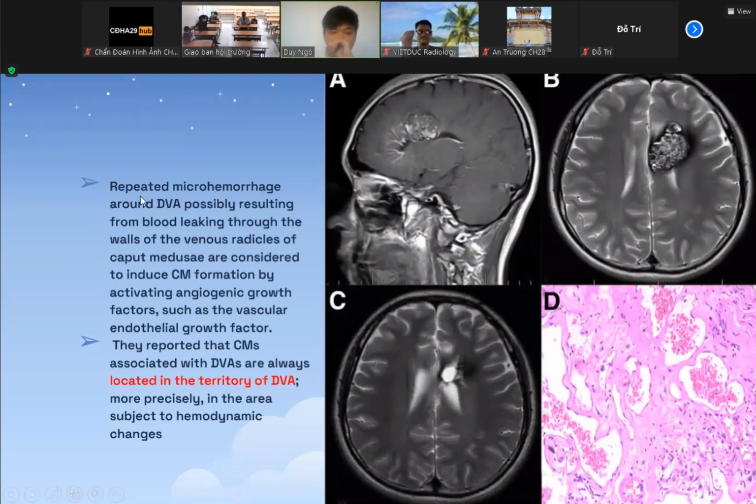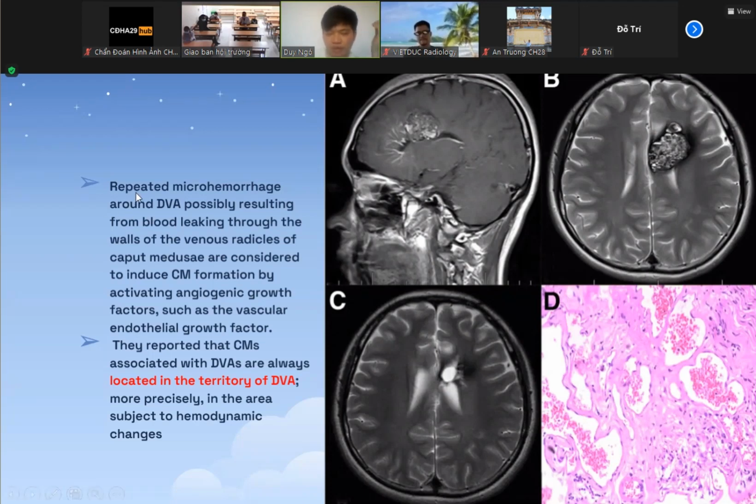Okay, we have a case of repeated microhemorrhage around the DVA possibility. So how about the mechanism? How about the mechanism of DVA and CM? Why do they frequently come together?